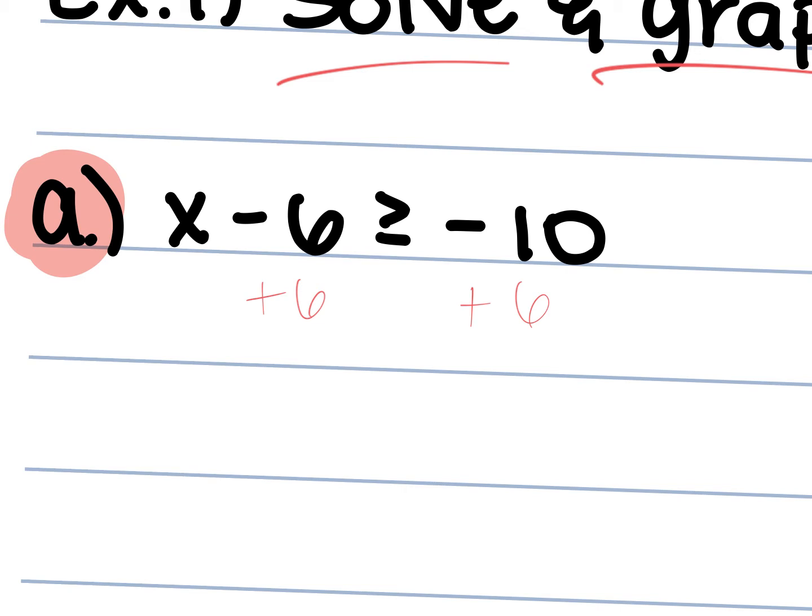Who can tell me who's pretty good with these negatives? What is negative 10 plus 6? Sansia. Negative 4. Let's go. Okay, so we get negative 4. What do I have on the left now? X. Just an x. Are we done solving for x? Yeah. Okay? But what is my answer missing?